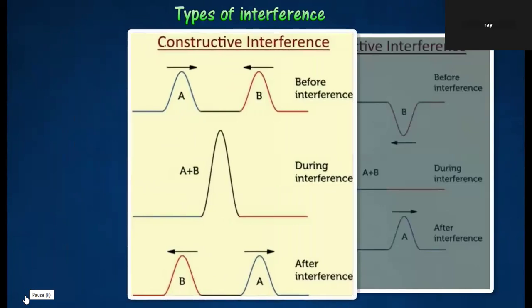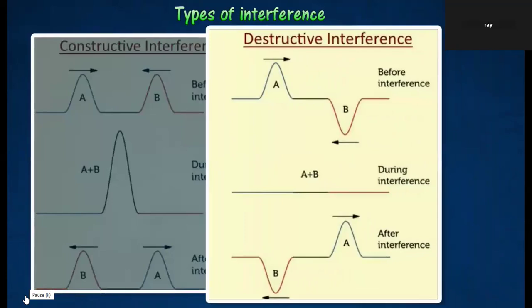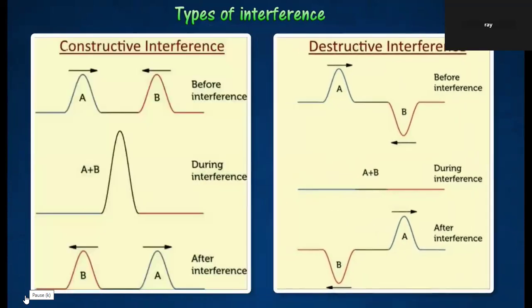Constructive interference occurs when the crests, or highest points, of one wave overlap the crests of the other wave as shown in the diagram. As the waves pass through each other, the crests combine to produce a wave with greater amplitude. Destructive interference occurs when the crests of one wave overlap the troughs, or lowest points, of another wave as shown in the diagram. As the waves pass through each other, the crests and troughs cancel each other out to produce a wave with zero amplitude.